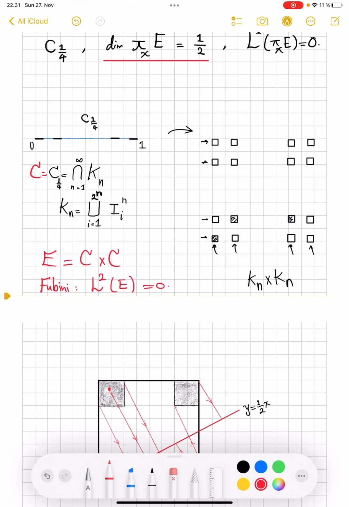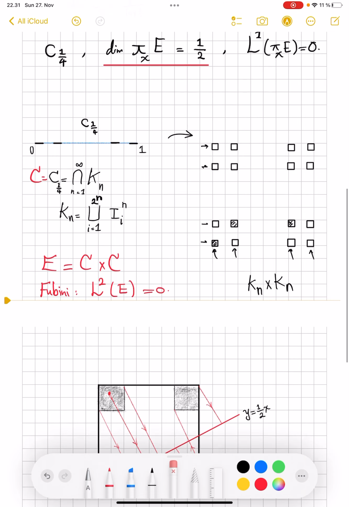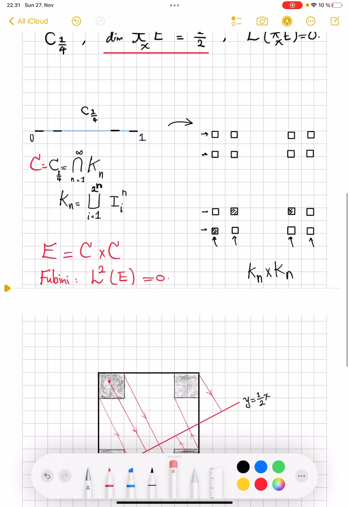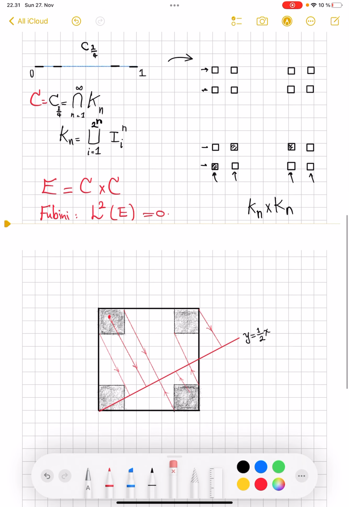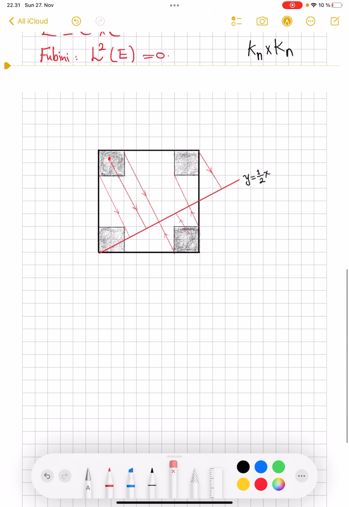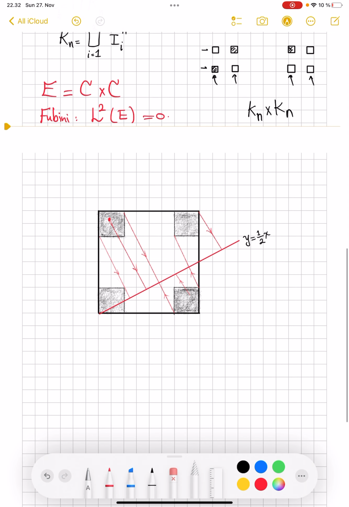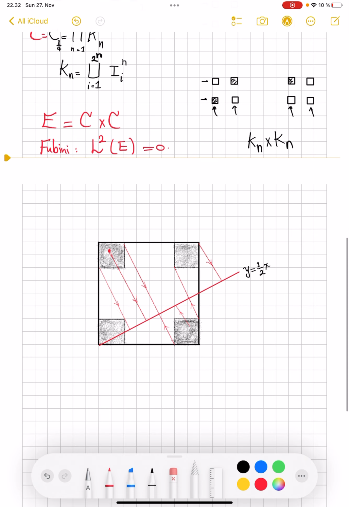Every fiber, every vertical line, cuts it along a copy of C which has 0 measure, so you're integrating 0, and therefore you have no positive measure. But actually we will see stronger claims about the set E, from which it will be immediately obvious that this set is in fact much smaller than we might think. Okay, so far we have several claims.